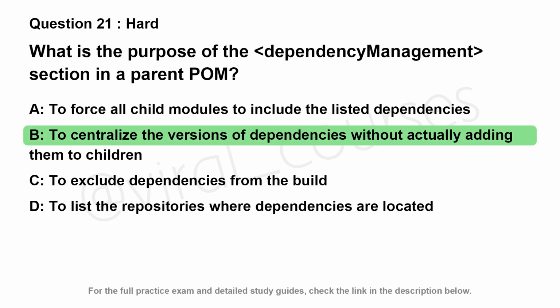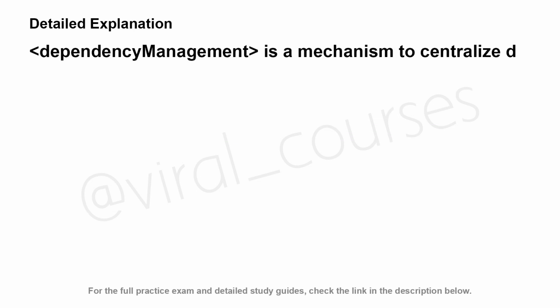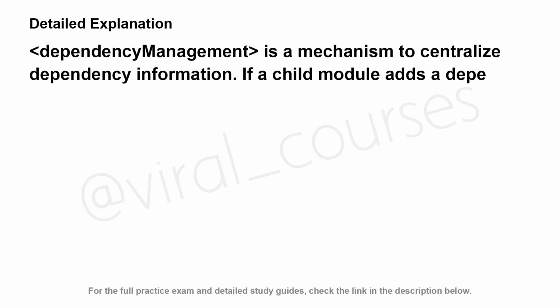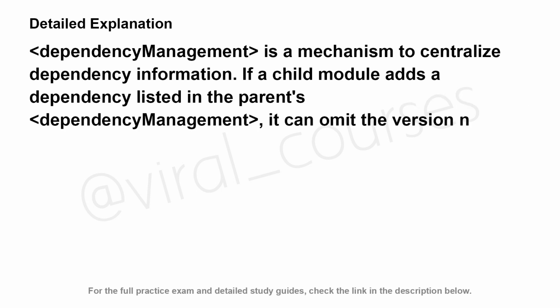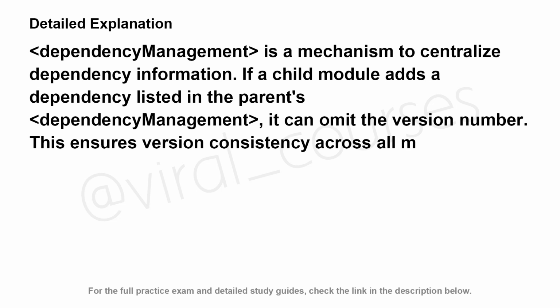The correct answer is B. <dependencyManagement> is a mechanism to centralize dependency information. If a child module adds a dependency listed in the parent's <dependencyManagement>, it can omit the version number. This ensures version consistency across all modules in a large project.